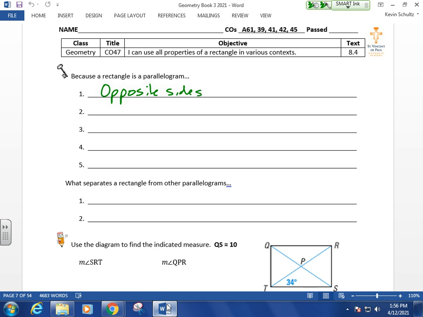Opposite sides are congruent. It's true for a rhombus. It is true for a rectangle. Number 2, what else do we know about a rectangle simply because it is a parallelogram? Grayson. Opposite sides are parallel. Okay, that is true. What else?